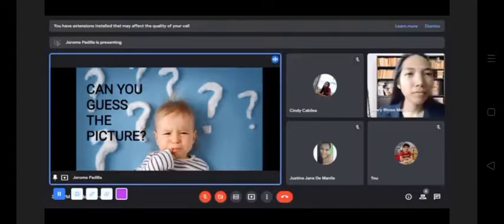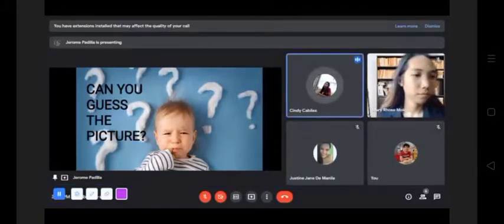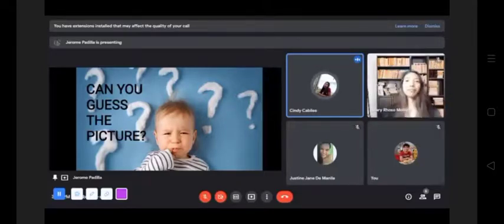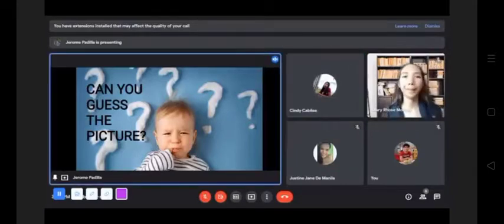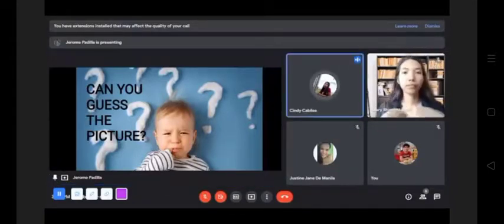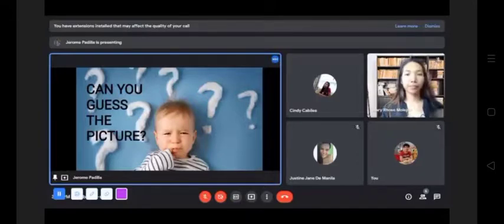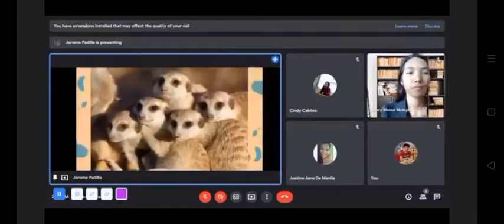May I ask Cindy what biotic factors are? Biotic factors, sir, are animals, birds, plants. Biotic means living organism, sir. Okay, so how about abiotic? Abiotic, sir, is non-living. Correct. So now I will show you pictures, then you are just going to identify if this is biotic or abiotic. So the first is this.